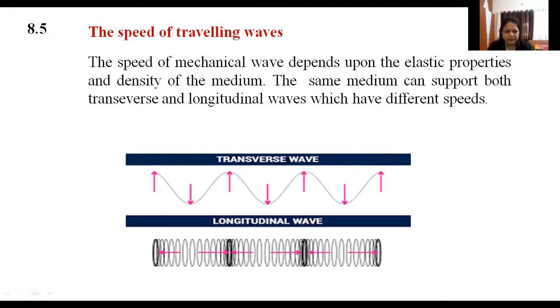Actually, the speed of a mechanical wave depends upon the elastic property and density of the medium. The same medium can support both transverse and longitudinal waves which have different speeds. As we know, the speed of a mechanical wave depends upon the elastic property. What is meant by the elastic property? Elastic property is the property by which the material regains its own size and shape, or its original position.